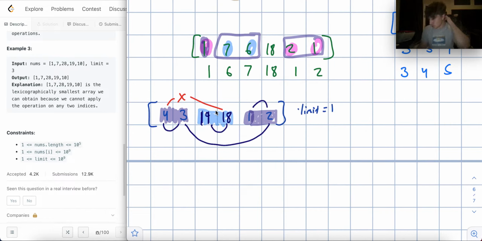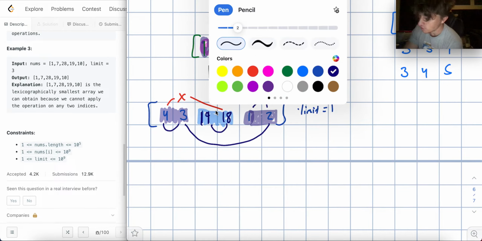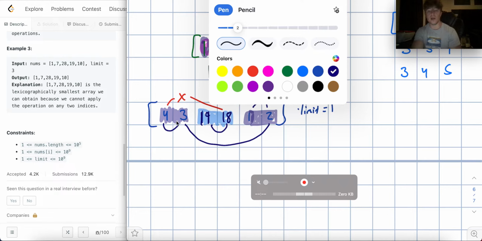So what does that mean in terms of what I can do? Well, I can sort these two systems independently, right? I can take this 1, 2, 3, 4, and I can paint over it because I know that I can sort that system and make it work. I don't know the individual swaps I'm going to have to do, but I know for sure that if I have a system that's connected like this, even though 1 and 4 aren't directly connected because the limit's only 1, 1's connected to 4 through 2, which is connected to 3 to 4, right? Somehow, some way, I can take this and make it work.